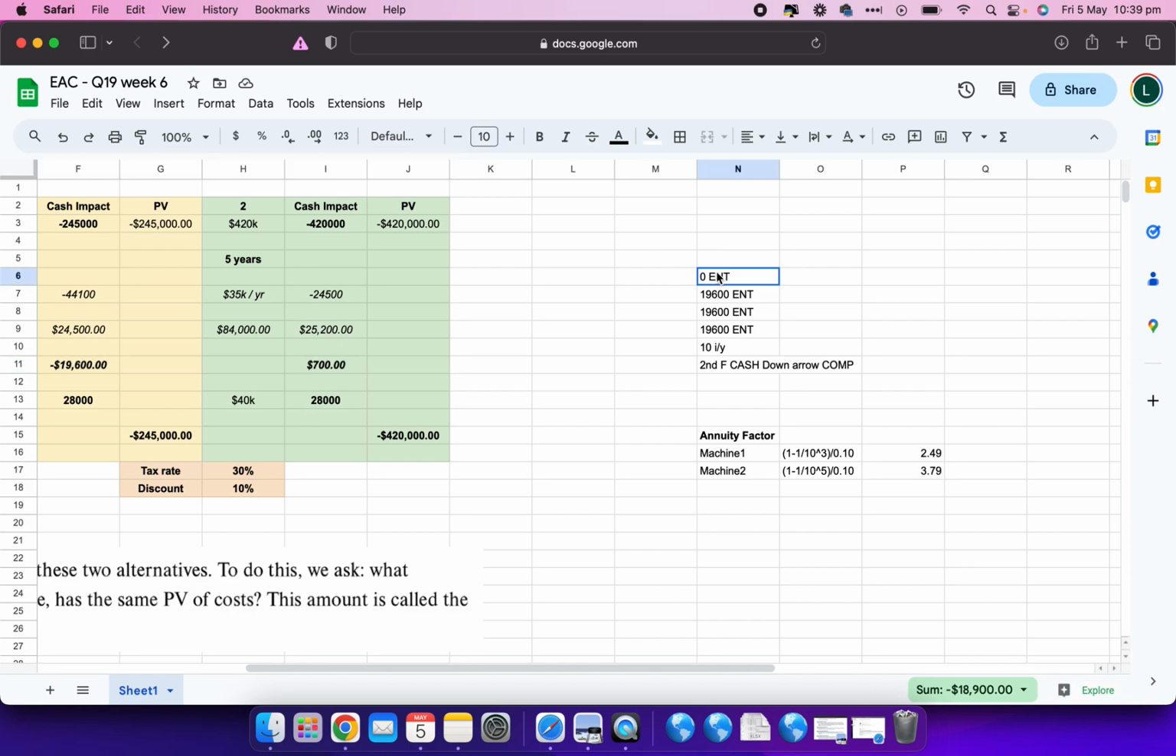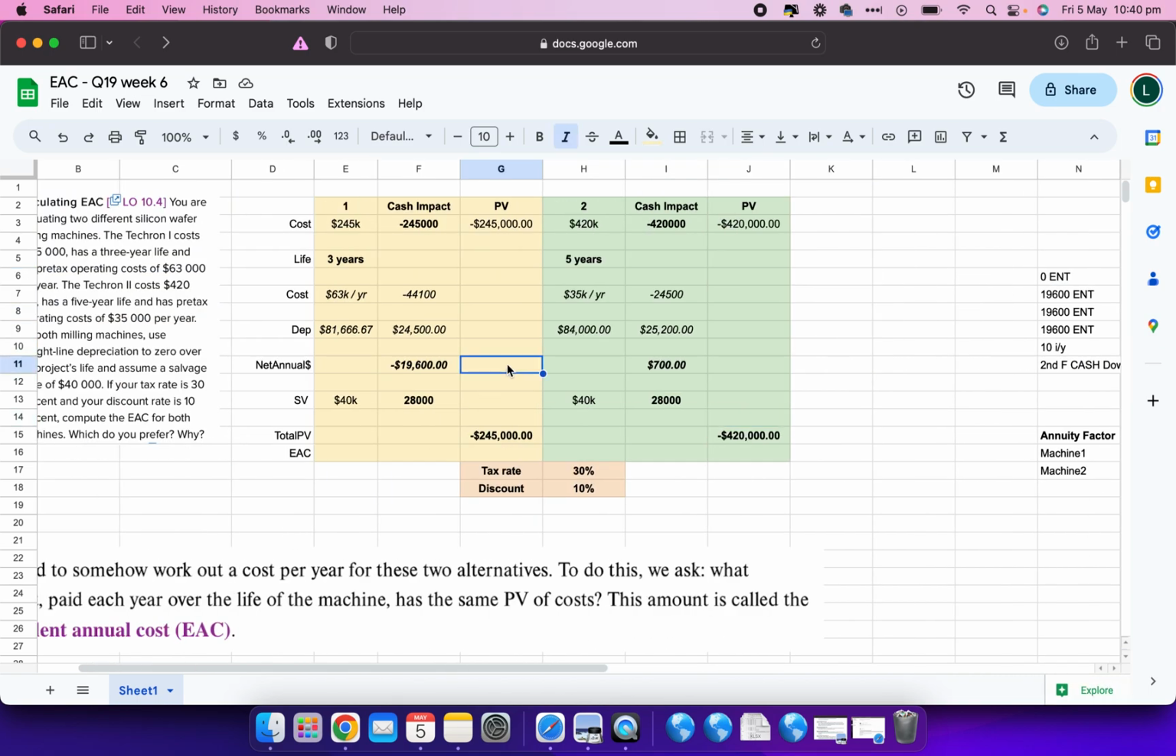Now, what I've done for you here is written down what your cash flow steps are for the first option. I haven't done it for the second option because it's the same. All you're doing is 0 enter, 700 enter, 700 enter, up till you get 5 periods. And then you just go 10 for the interest rate, because that's our discount rate over here. Second cash down arrow, so you should get the PV, and then we go comp. So once we do that, I'll be able to get my present value of those cash flows.